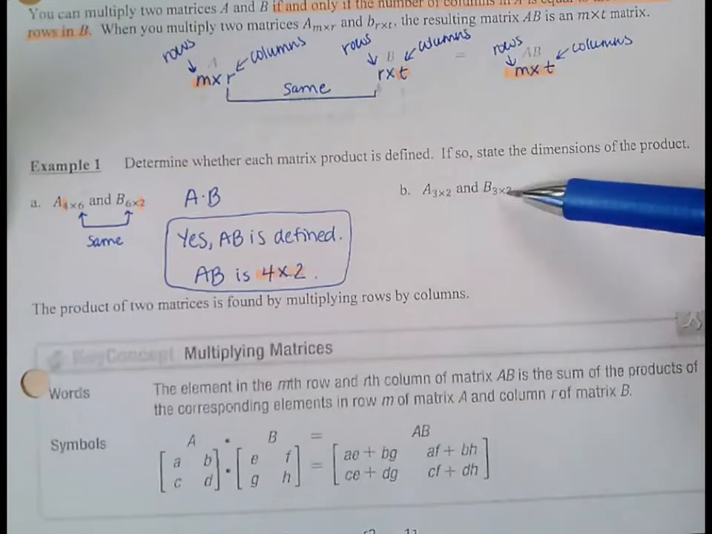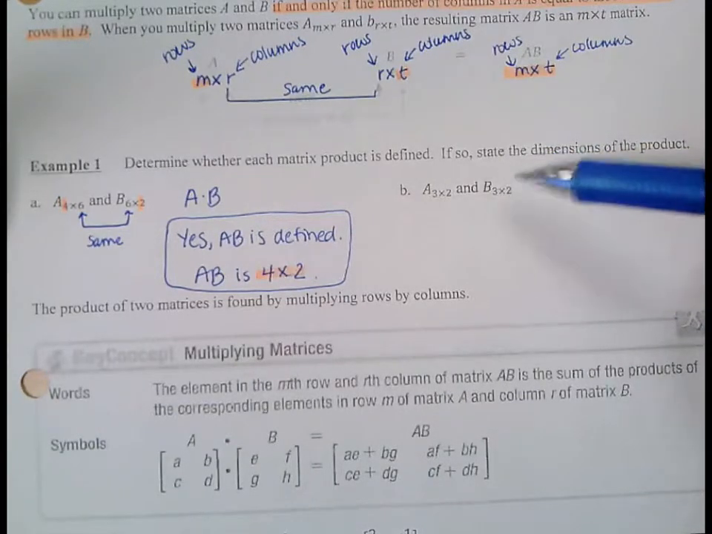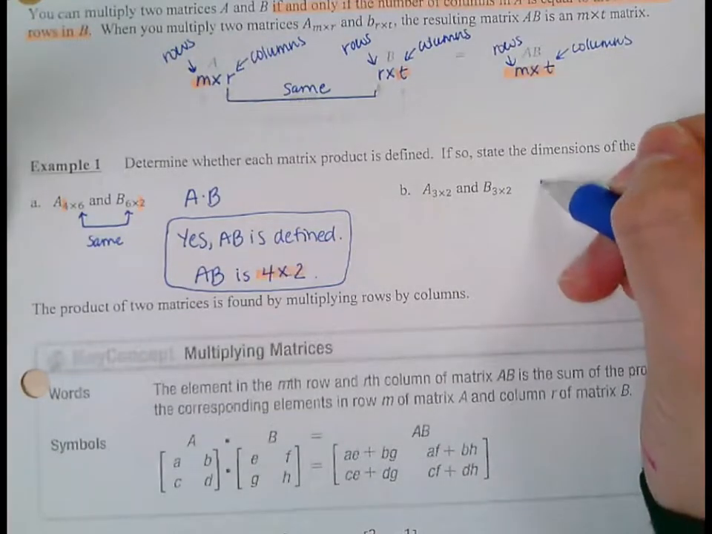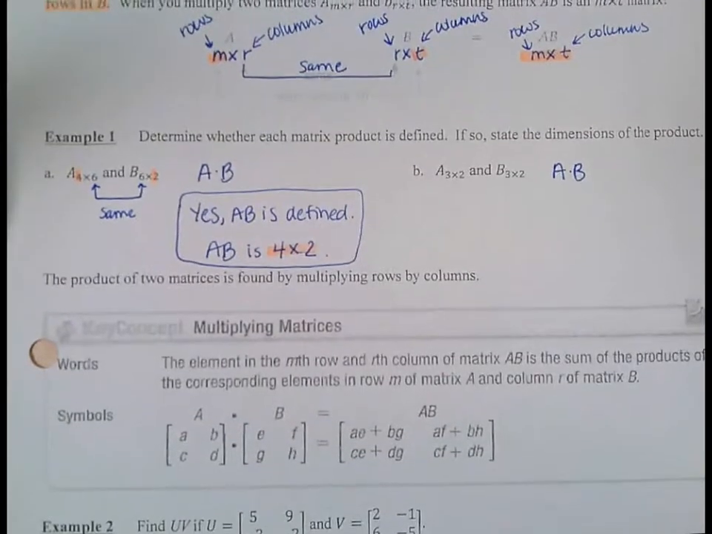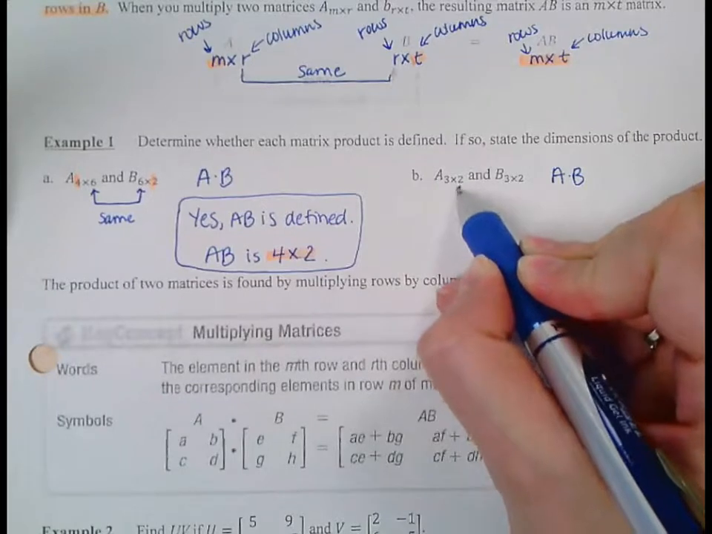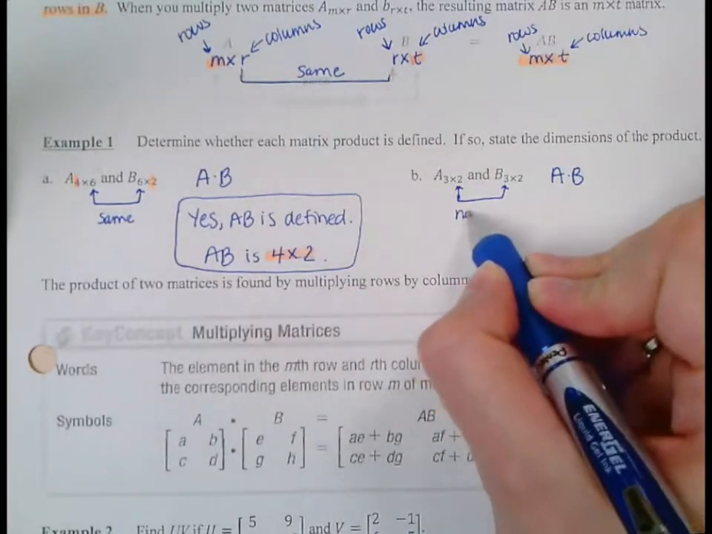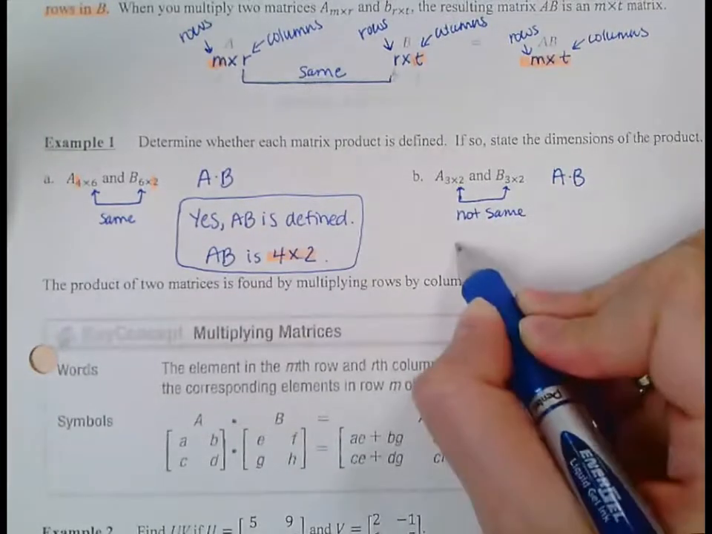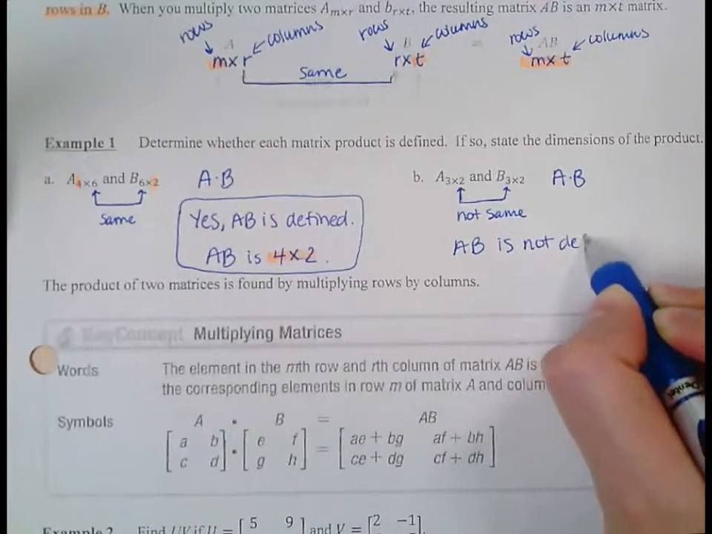If we look at part B then, we have A is 3 by 2, 3 rows by 2 columns. B is also 3 by 2. So we're determining, does the product A times B, is that defined? Could we multiply these two together? I see some no's. The columns in A are 2. The rows in B are 3. These are not the same. So A times B is not defined.